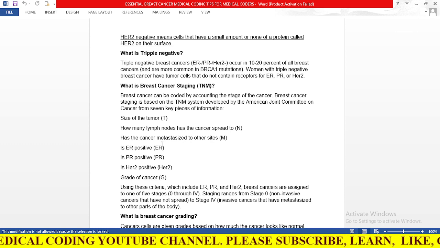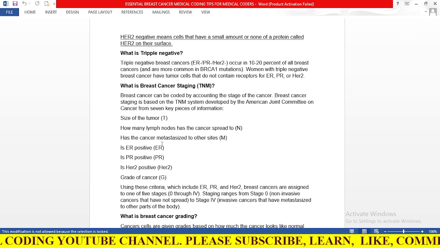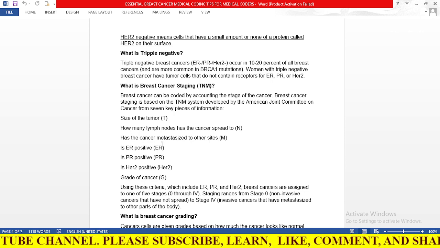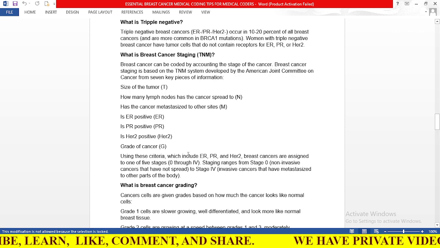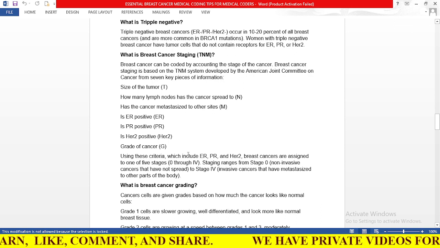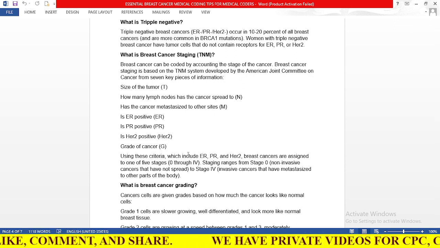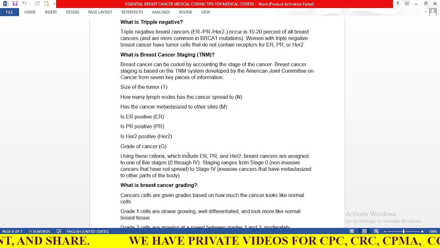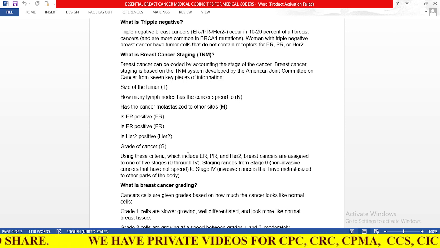Next, we will see what triple negative is. Triple negative means ER negative, PR negative and HER2 negative. Next, we see what breast cancer staging is. Usually when we see the documentation, we will always see TNM. So here we will understand what is meant by TNM.